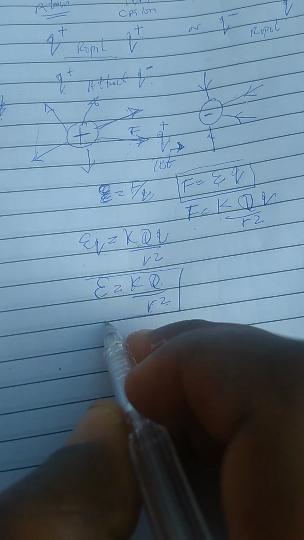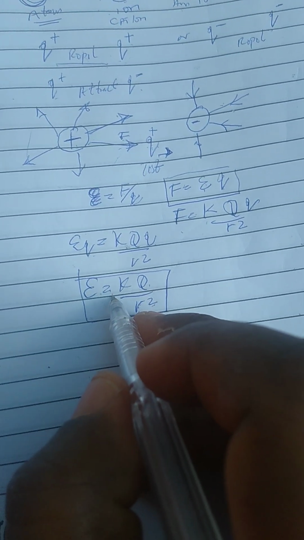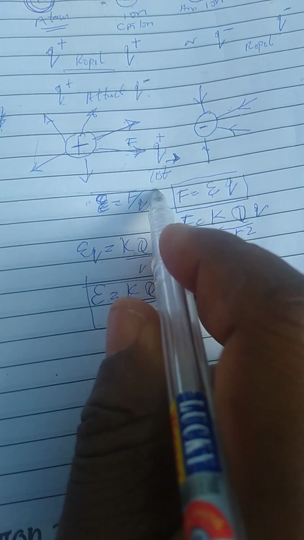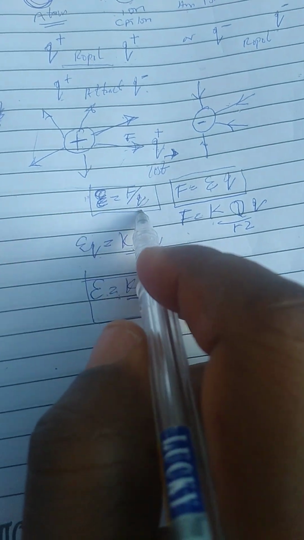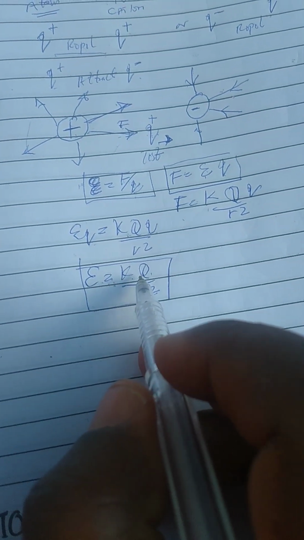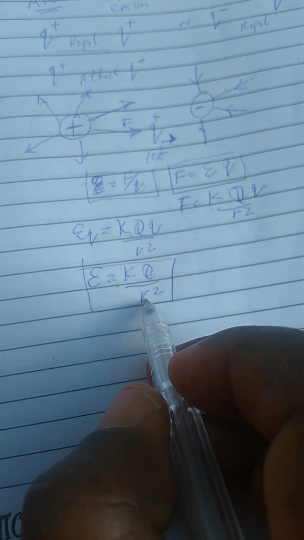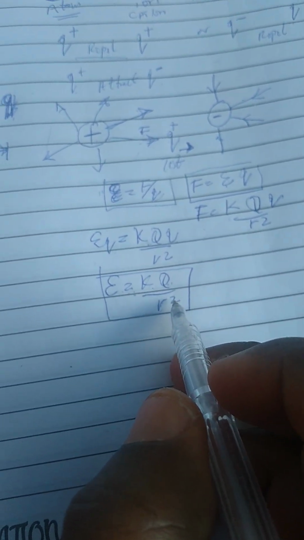So I have two expressions for my electric field intensity now, E. You can have this one as a formula for electric field intensity, which is force per unit charge, or we have it as being proportional to the source charge divided by the square of the separating distance.